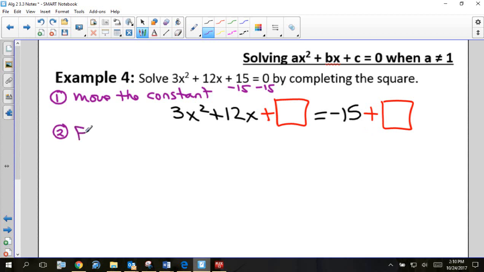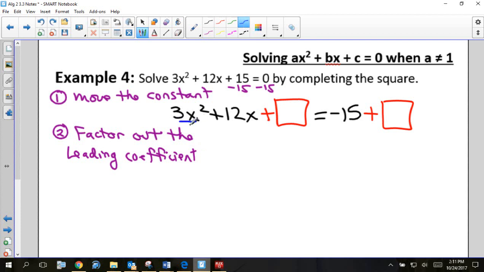We're going to factor out, and I'm calling it leading coefficient, which is like factoring out the GCF. It's just not always going to have something in common with the other things. It's nice when it does, but it doesn't always. So I'm going to be factoring out the leading coefficient, the first coefficient, which is a 3. I'm going to factor that out just on this side of the equation.